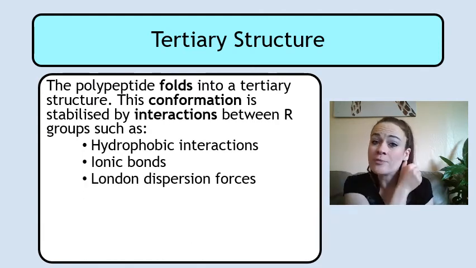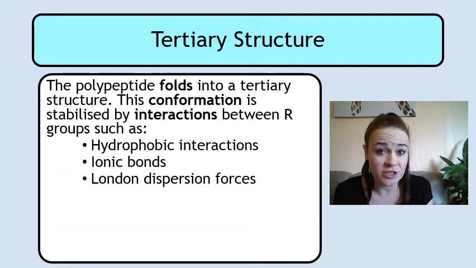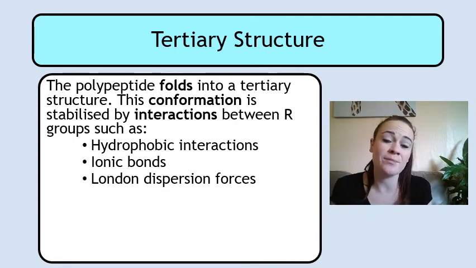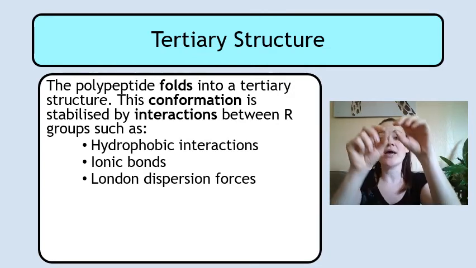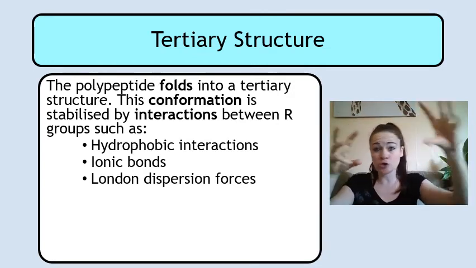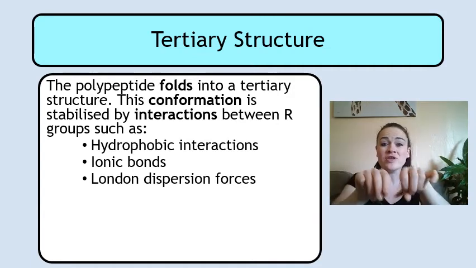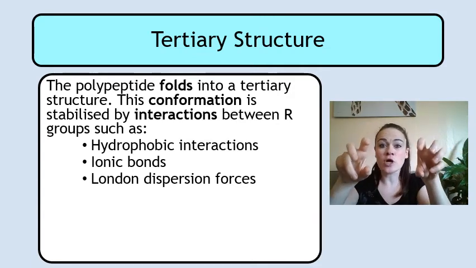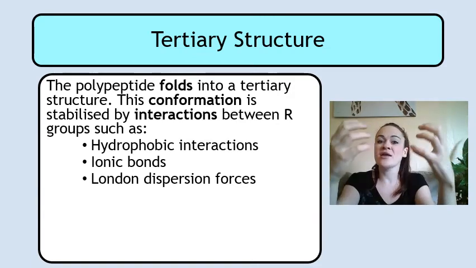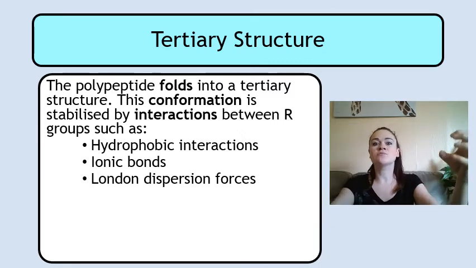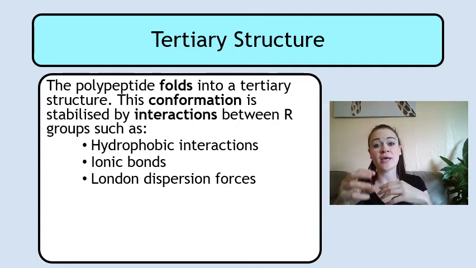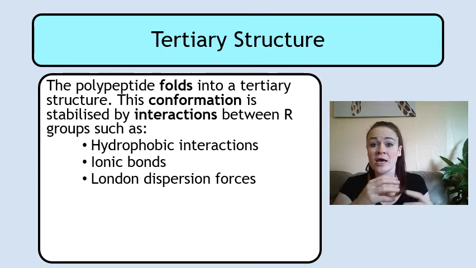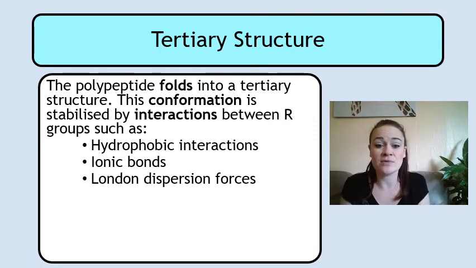Now our third type of interactions are London dispersion forces, and that's between R groups. The electrons within the R groups, because electrons are constantly moving around, when they move in certain positions, it might bring those R groups together slightly, but then as the electrons move again, it will push them apart. So these are temporary interactions. They're not stable because the movement of the electron is constantly changing. We can't have a stable interaction there.